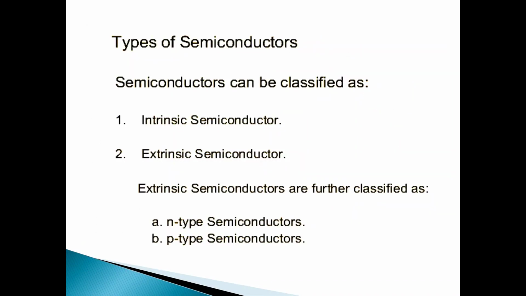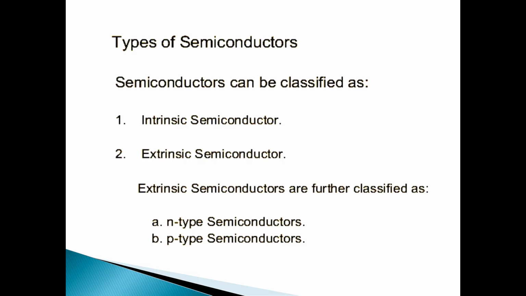Now let us move to the various types of semiconductors. According to the conductivity or doping of the semiconductors, they are basically classified into two types, that is the intrinsic semiconductor and extrinsic semiconductor. The extrinsic semiconductor is further classified into two types, that is the N-type semiconductor and the P-type semiconductor.